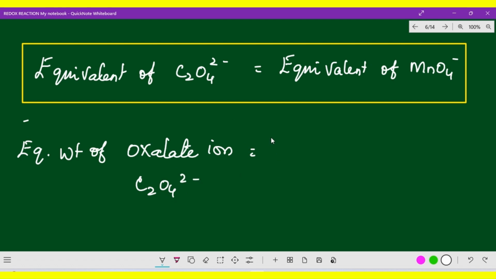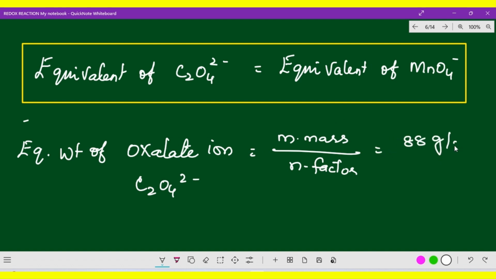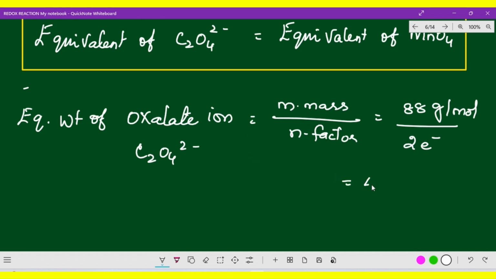C2O4 2 minus. I just mentioned that equivalent is also molecular mass divided by N factor. So the equivalent of oxalate ion, with respect to permanganate ion, is equal to molecular mass by N factor. The molecular mass of oxalate ion is 88 gram per mole, divided by N factor, 2 electrons, as I mentioned here. So you'll be getting 44 gram per equivalent.